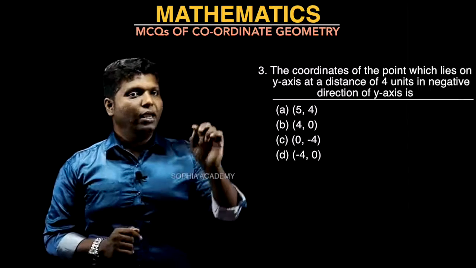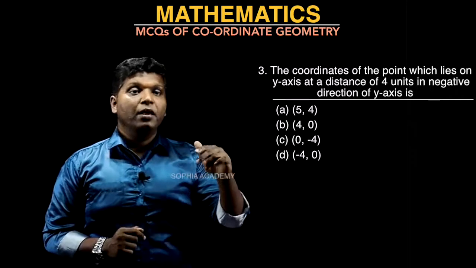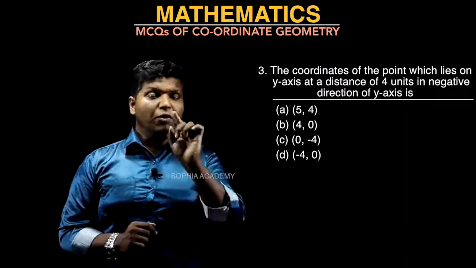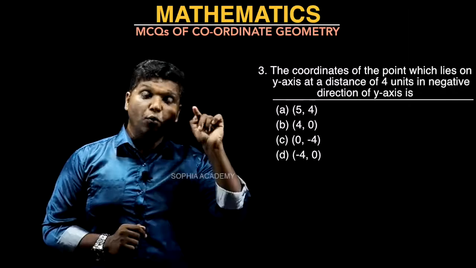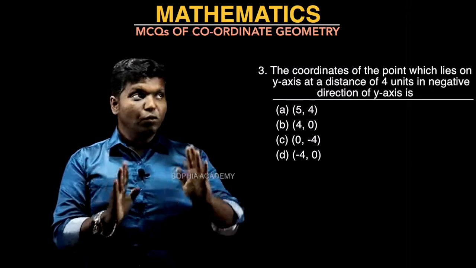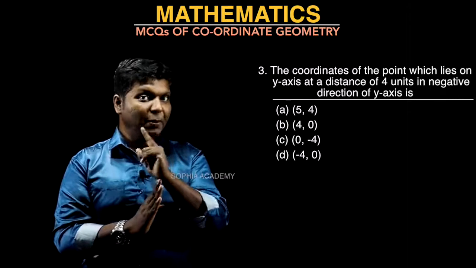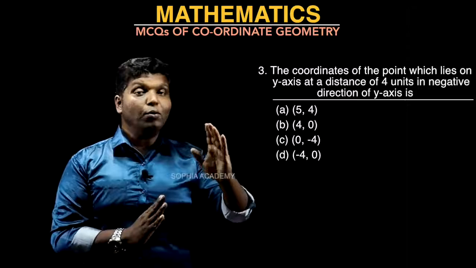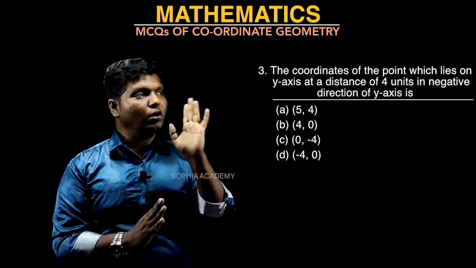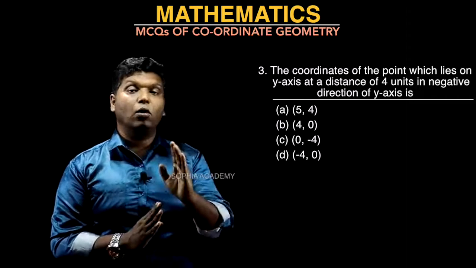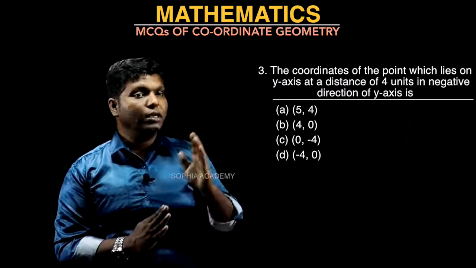Is it clear? Okay, the coordinates of the point which lies on the y-axis. If any point is lying on the y-axis, definitely the x coordinate is 0, right? So we already got the x coordinate, it is 0. Keeping that in your mind, now focus on the y coordinate only, because it's on the y-axis. That's the first hint given. From that clue, we understood that the x coordinate will be 0. So 0 is the x coordinate, comma.